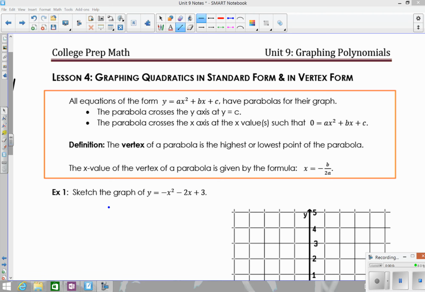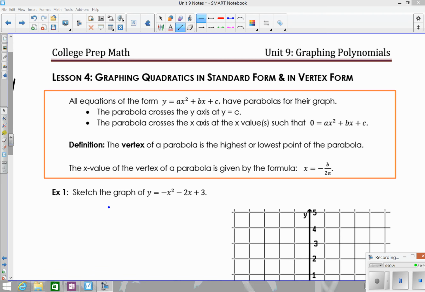In lesson 4, we're going to look at how to graph quadratic equations in standard form and in vertex form. And remember, our whole goal is going to be trying to graph polynomials in general, so higher ordered polynomials. But before we do that, we're going to look more specifically into quadratics and graphing them. So a couple different things to point out here.